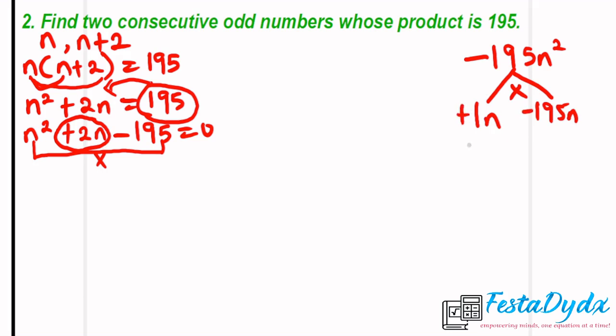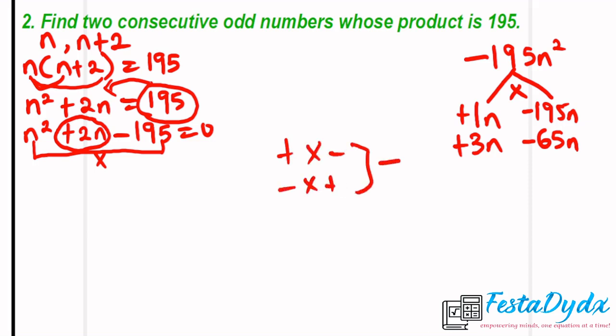So now let's move forward to the next one. Let's try 3n times 65n. If I add or subtract, I cannot get 2n. So let's put our sign so that it will actually give us minus 195. Plus times minus or minus times plus must give us what? Minus sign. So now let's move to the next number. We have 5n times 39n. If I add or subtract, I will not get plus 2n. Check it out. Minus 5n, then plus 39n will give me plus 34n, which is not 2n.